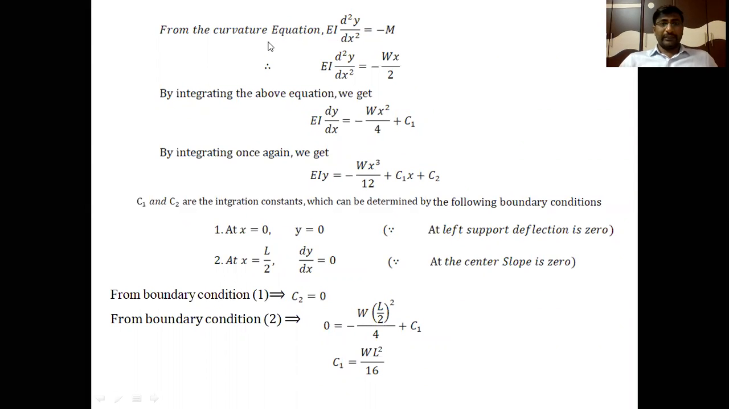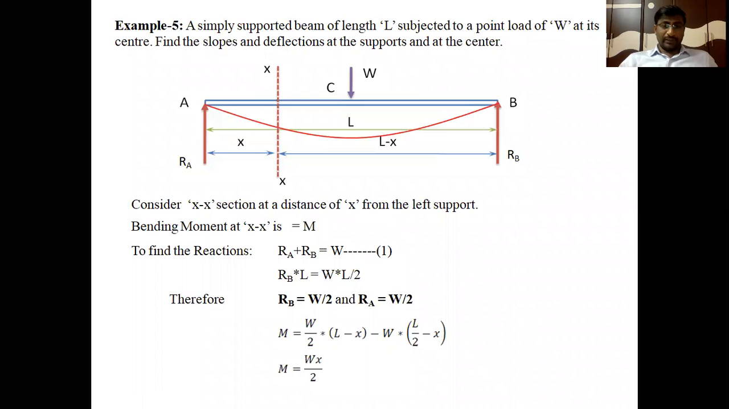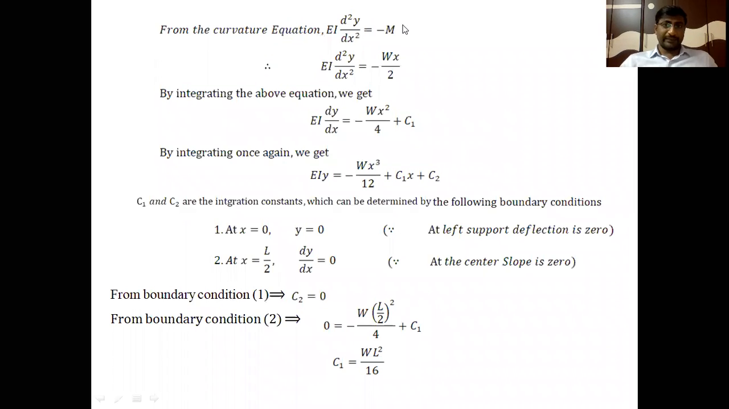Now by substituting this bending moment equation in the curvature equation, we know that the curvature equation is EI d square y by dx square equal to minus M. It is fixed for all the problems. So upon substitution of M value here, what is M value? M is equal to Wx by 2. So minus M kabatti minus Wx by 2, right? Okay, students.